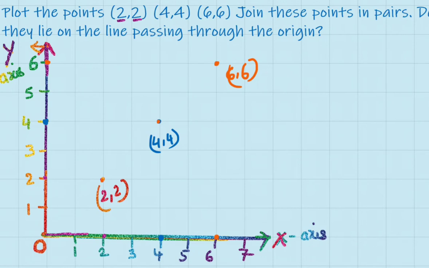Now what is the question? Join these points in pairs. Pairs means 2 points together. Now let us join (4, 4) and (6, 6). Let me join.